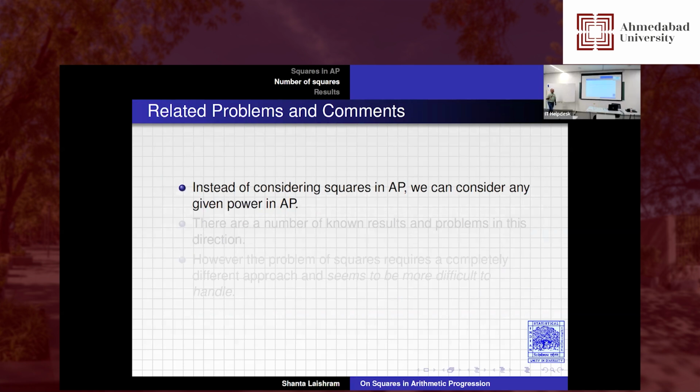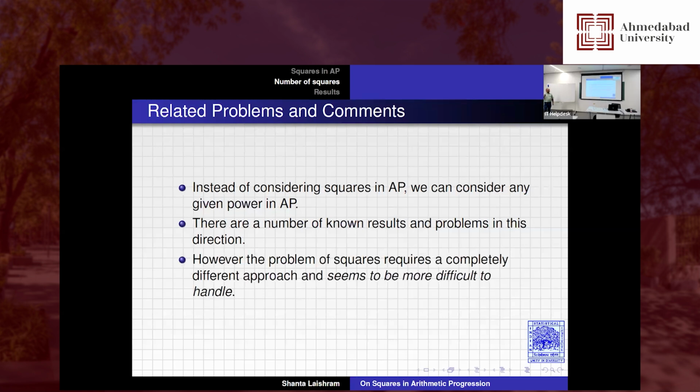So here I want to stop by telling you about some related problems and comments. You see, I've considered product being a square or terms being a square. So instead of squares, you can give any power like cubes, 4, 5, any power. There's some number of known results and problems in the direction. I'm not going to go into it.